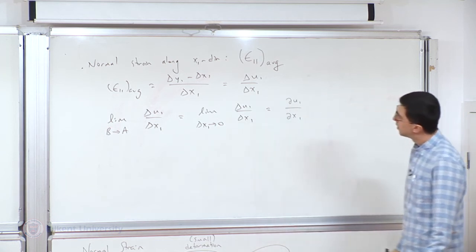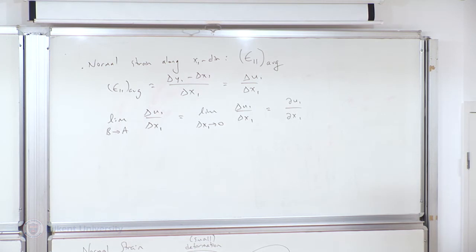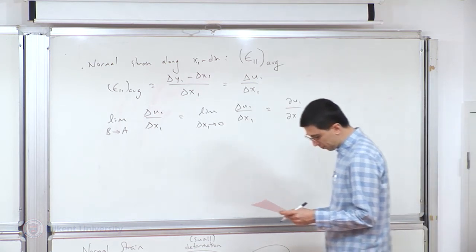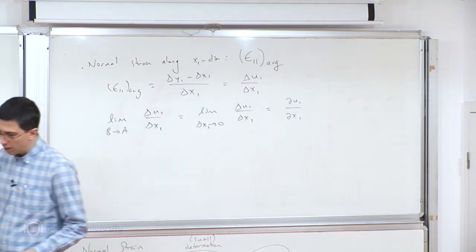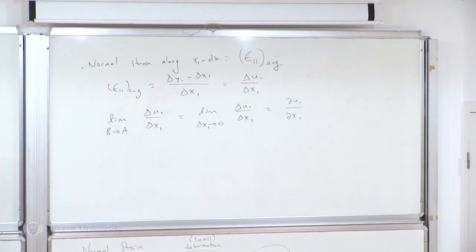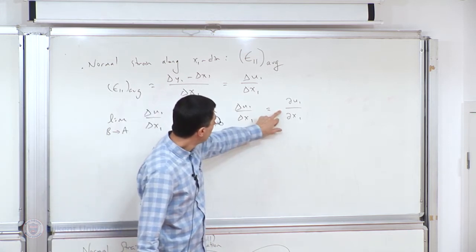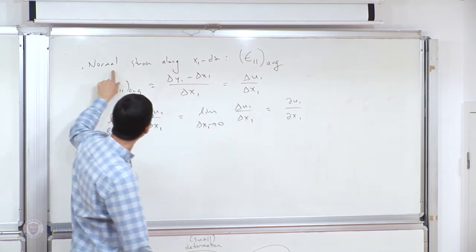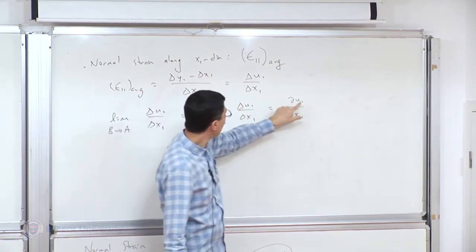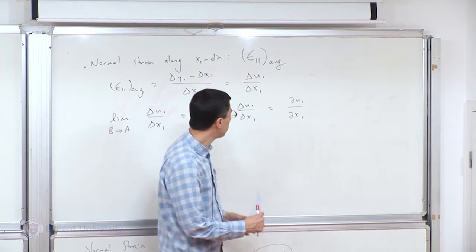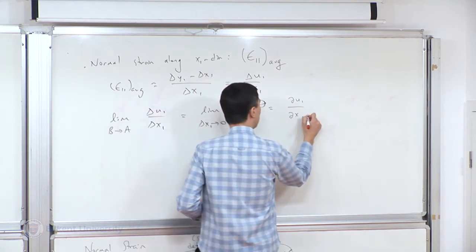So del u1 over del x1. It turns out the pointwise strain at point A, and that's a normal strain, and I'm looking at the x1 direction, is associated with the derivative of u1 with respect to x1.